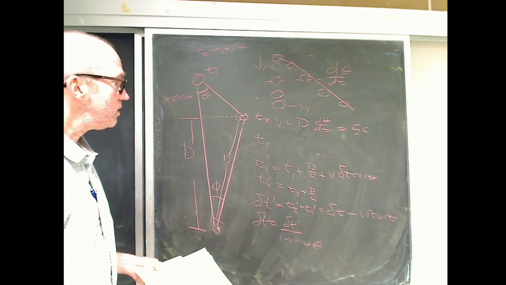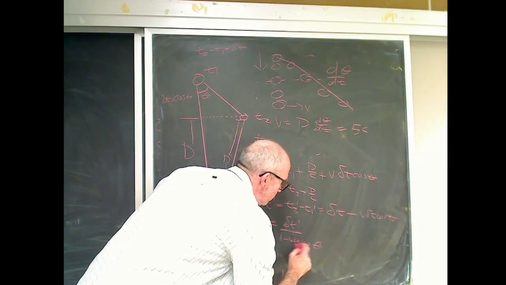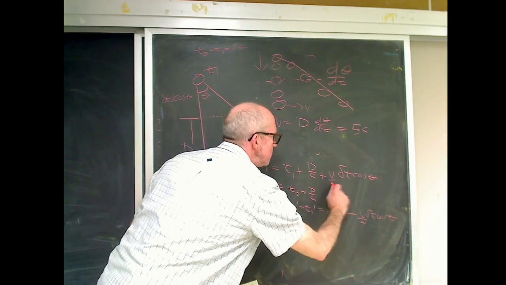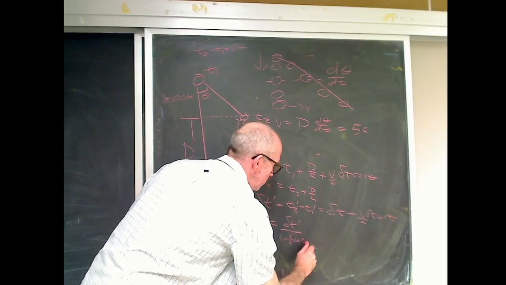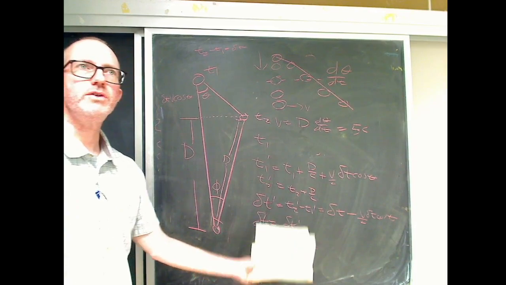So this is really the important bit. V cosine theta, oh, that's v over c. Sorry. I'm going to v over c cosine theta. So this term is strictly less than 1. So this guy is big.